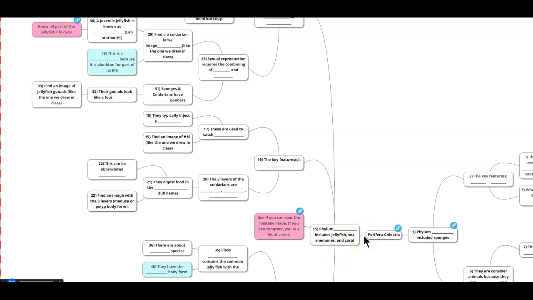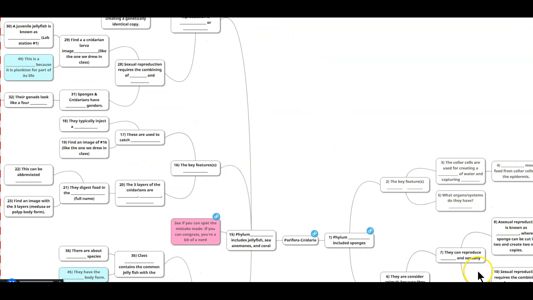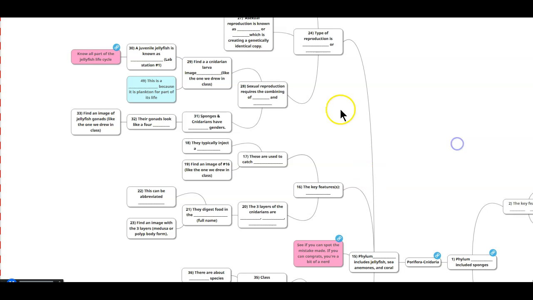This includes jellyfish, sea anemones, corals, and also sea pens. What is a key feature? Everything in this group has nematocysts. That's why they belong here. So this is different than over here. Everything over here, all sponges, have collar cells and pores. Over here, everything has a nematocyst.